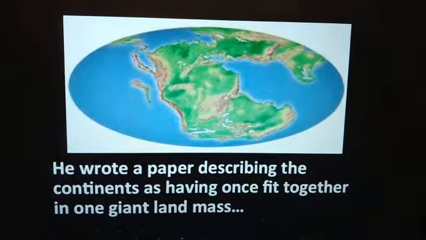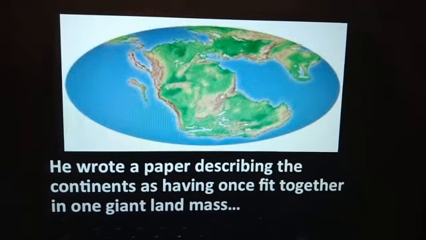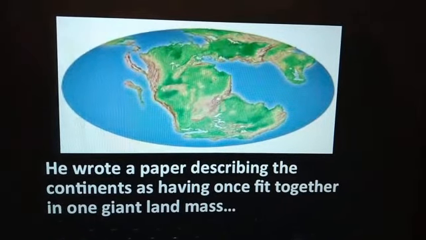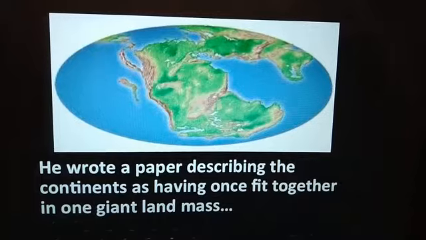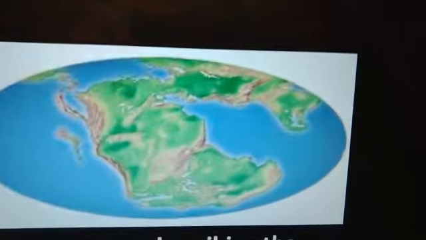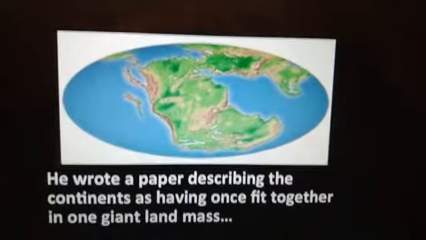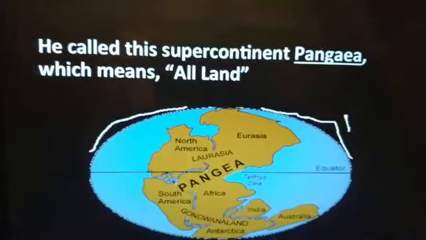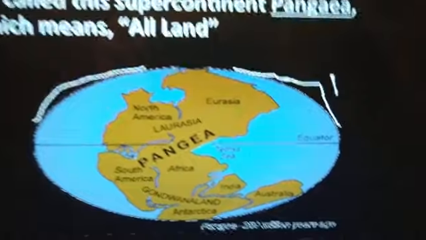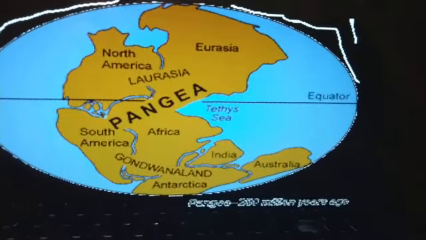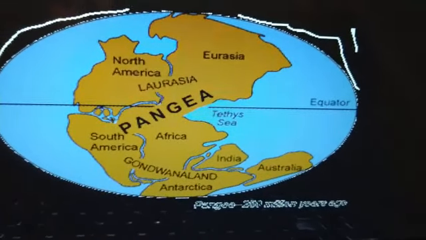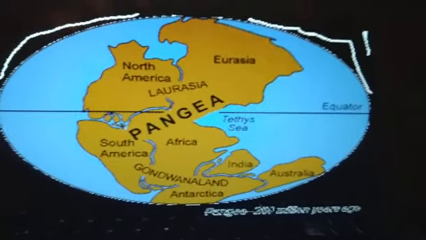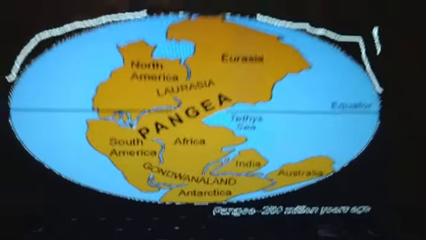He wrote a paper describing how the continents fit together, and his idea was that they all formed one giant continent, one big landmass. And of course, you know what he called it. He came up with the name Pangea, and that means all land. Here's an idea of what that might have looked like roughly 250 million years ago, when all the continents had come together as one.